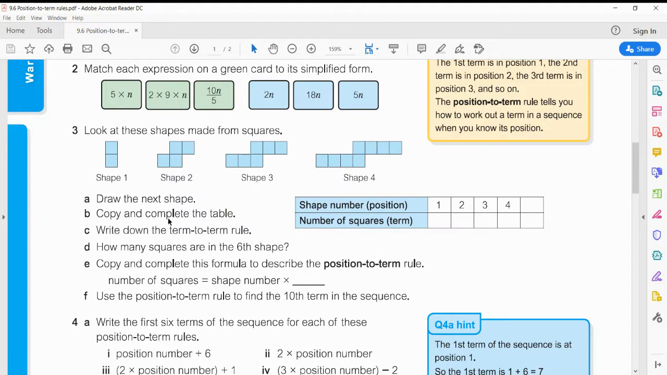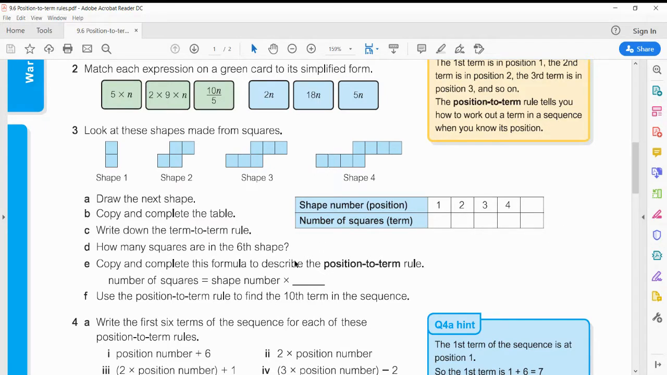Copy and complete the table. So shape number, that's the position, and then number of squares, that's the term. So if this is a numerical sequence, first term, second term, third term, fourth term, position, and then how many squares would be the term number. So 2 squares, 4 squares, 6 squares, 8 squares, and then for shape 5 it would be 10 squares. The term to term rule is pretty easy, going from next term to next term. It's just add 2. How many squares are in the 6th shape? We don't need to draw it out, just add 2 onto 10, it's going to be 12.